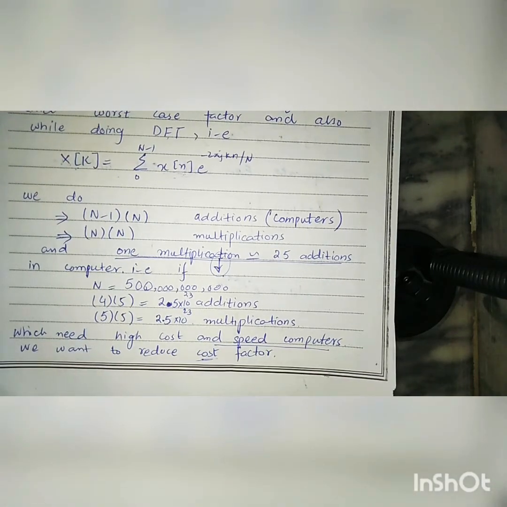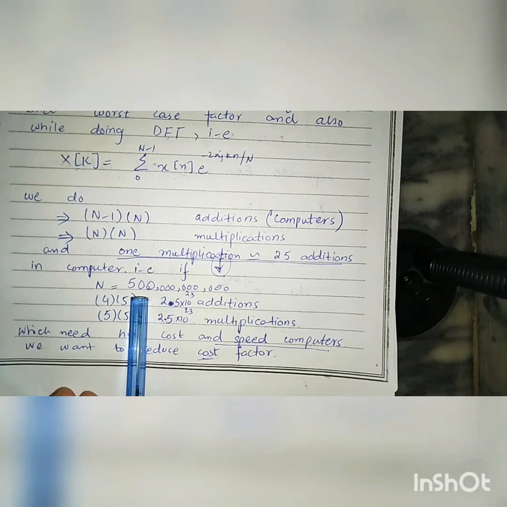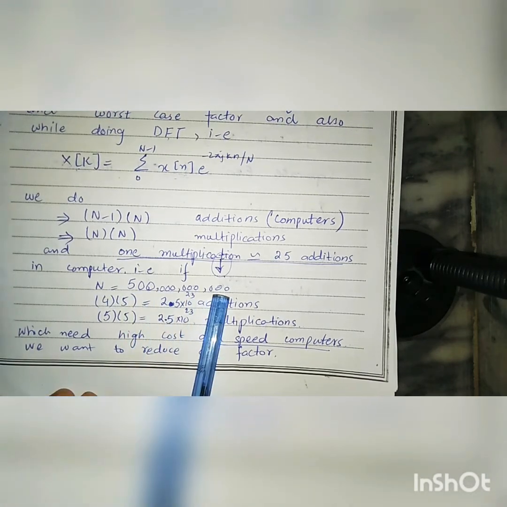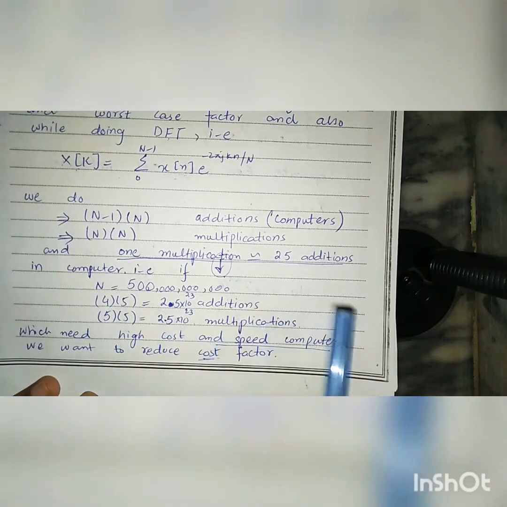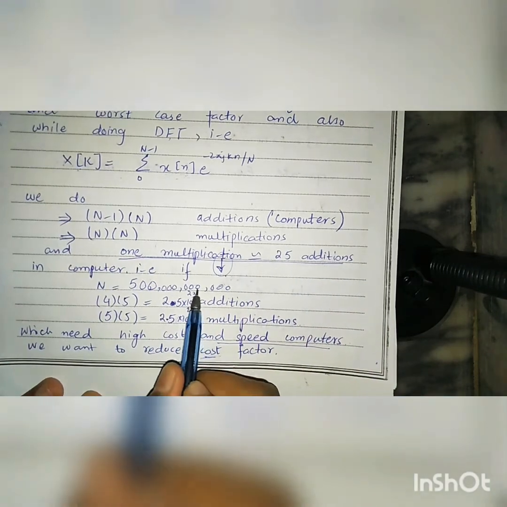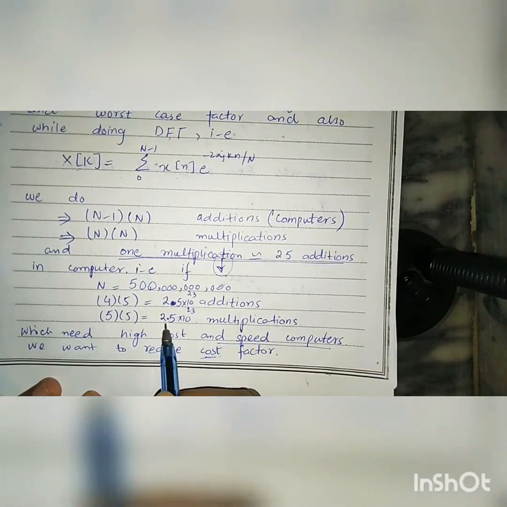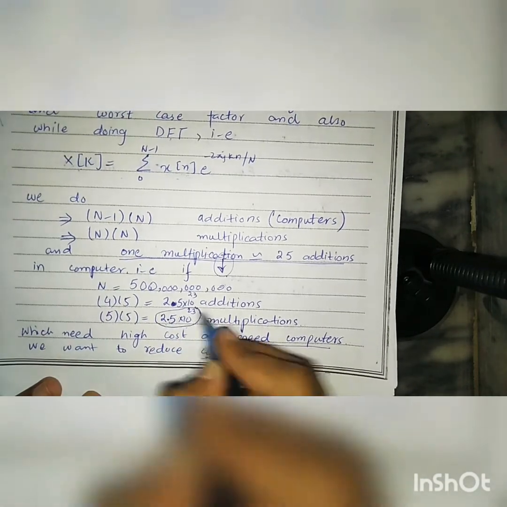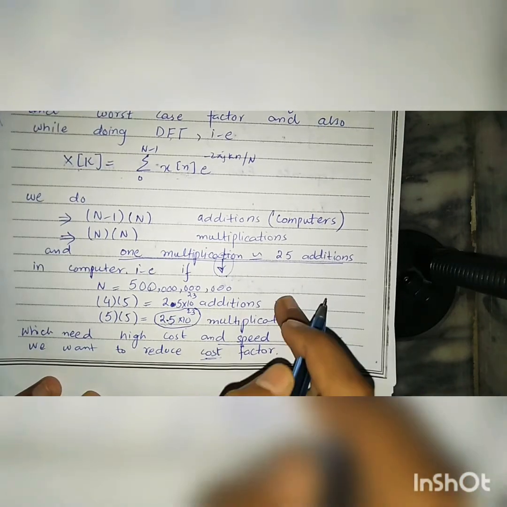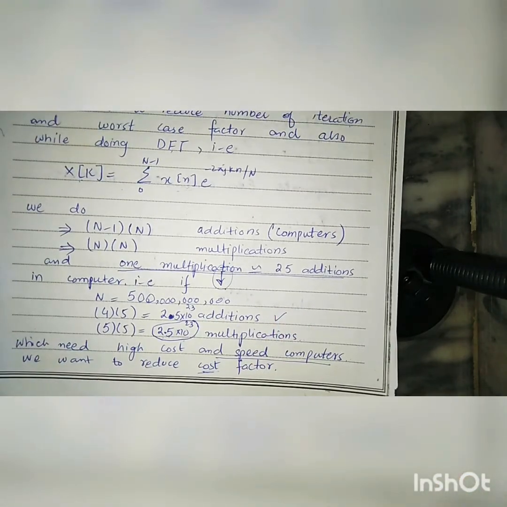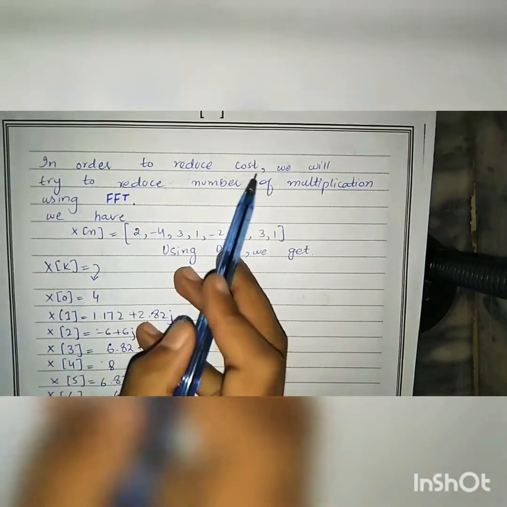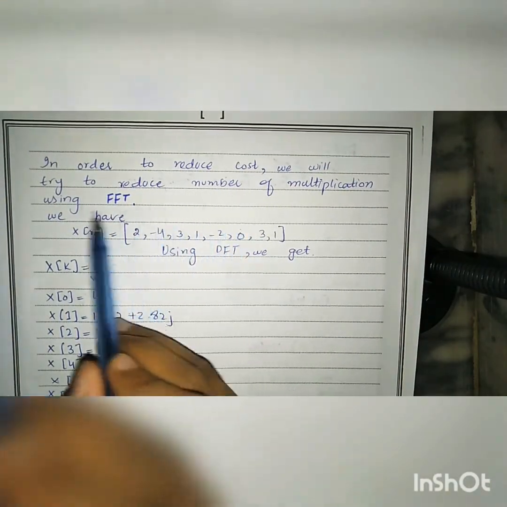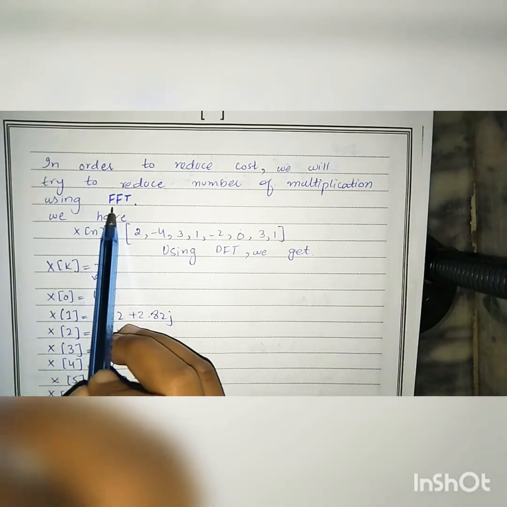Okay, here we can see that if our n is equal to this term, our addition would be 2.5 into 10 raised to the power 23, and our multiplication would also be 2.5 into 10 raised to the power 23. So we want to reduce these multiplications even if our additions are being increased. There is no issue in increasing addition because computers do additions. Okay, then to reduce cost we are going to use a technique that is FFT instead of DFT.